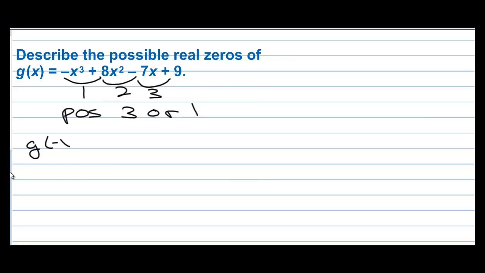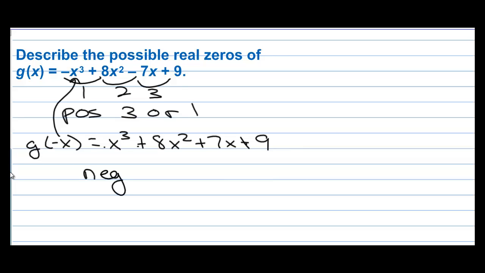G of negative x is positive x to the 3rd, because if you plug negative x into x to the 3rd, that's negative x to the 3rd, and there's already a negative out in front. Then we have plus 8x squared plus 7x plus 9. So we have no sign changes. Everybody's positive. So the number of negative real zeros is 0. There are none. Don't even check negative numbers. That's not even a possibility.